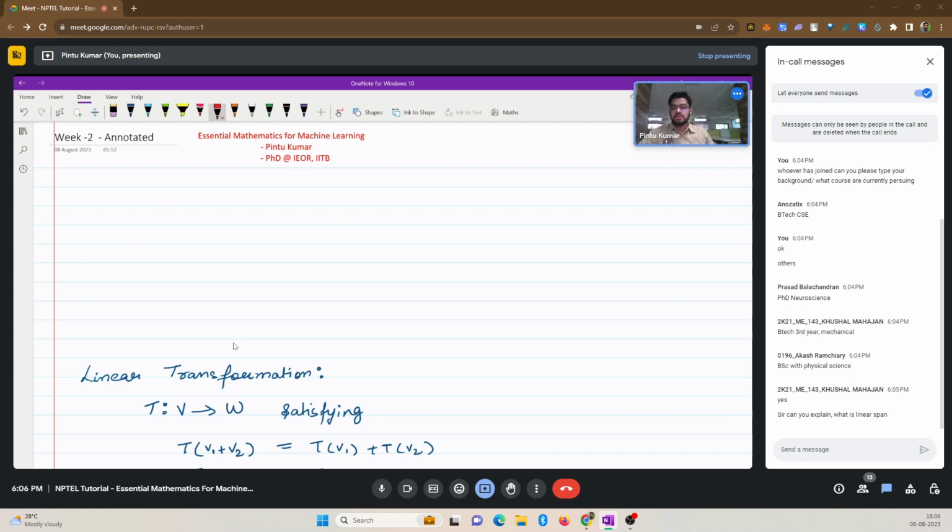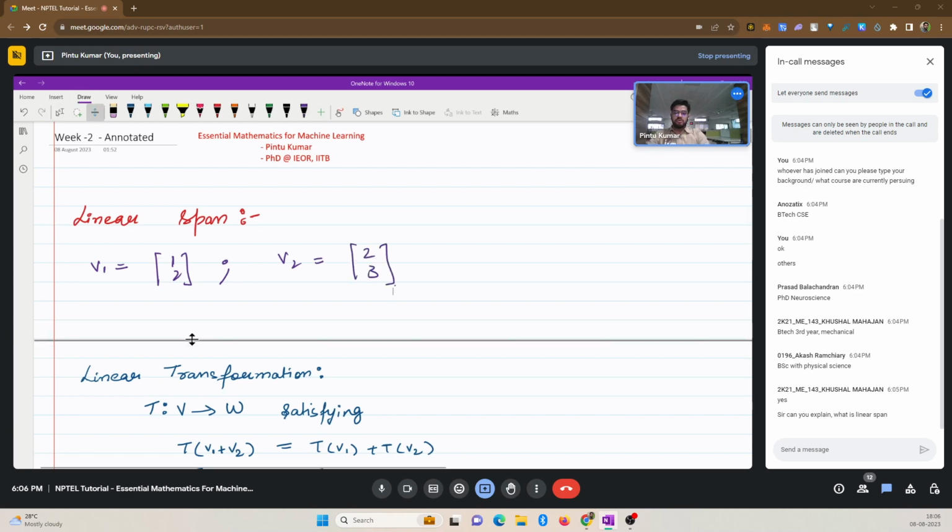Okay, so somebody asks, what is a linear span? So first of all, let's say you have two vectors. Let's say you have some v1 which is equal to (1, 2), and there is some vector v2 which is equal to (2, 3).